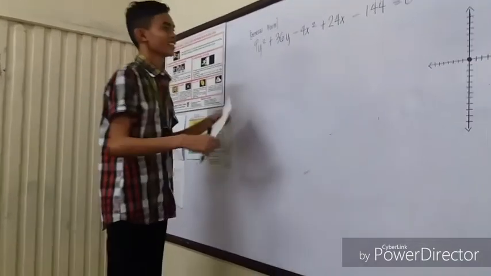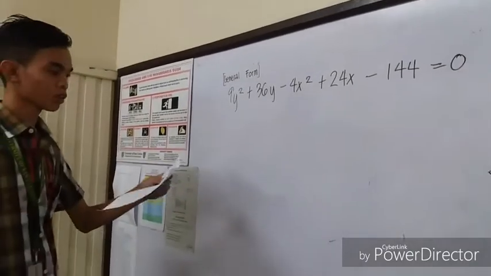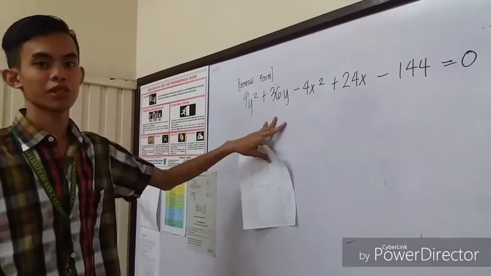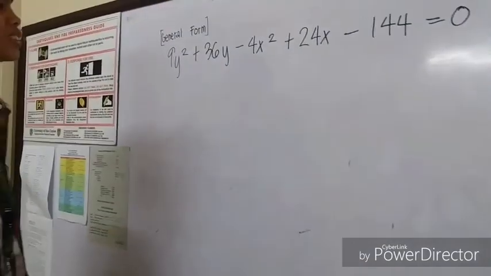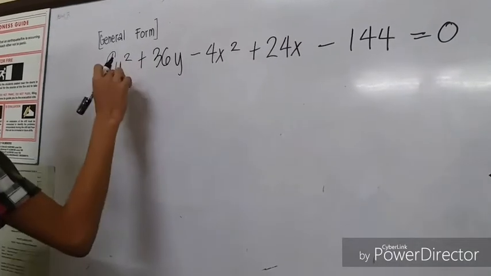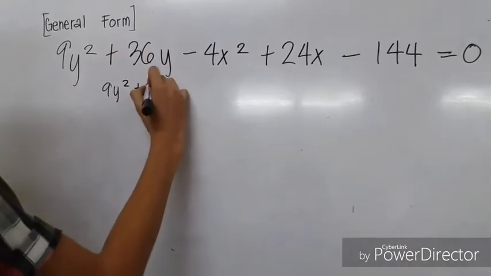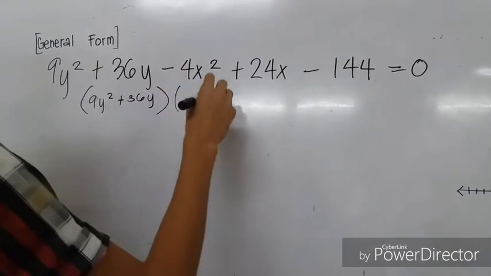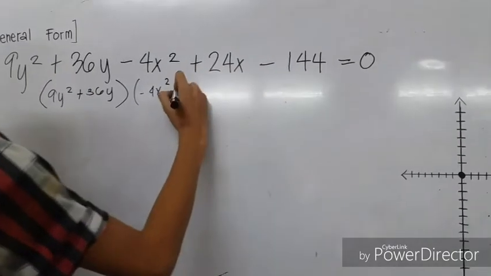The next equation is given in its general form. Before we could graph the hyperbola, we must make sure that the equation is in standard form. First, we must group the similar terms like 9y squared plus 36y. We must put them in parentheses. Then, the second like terms are negative 4x squared plus 24x.